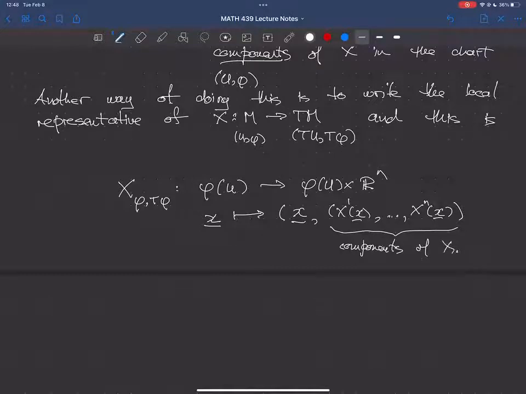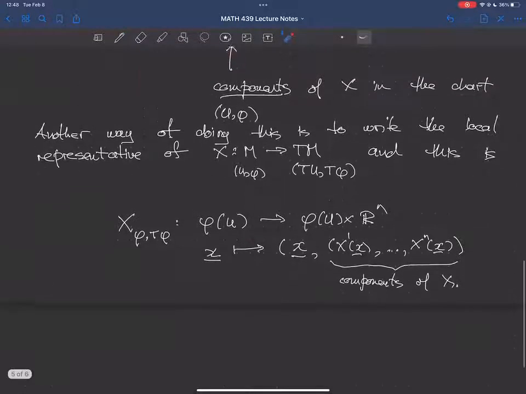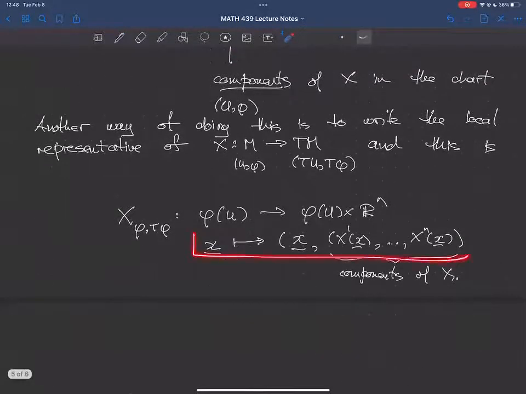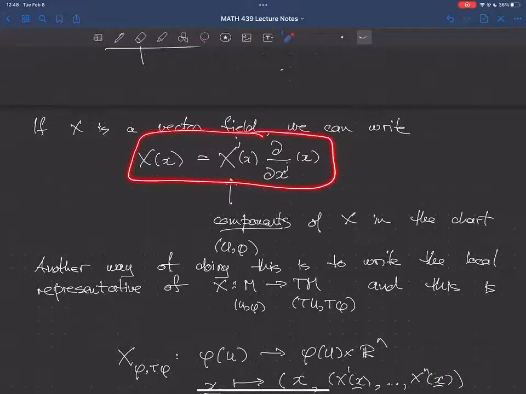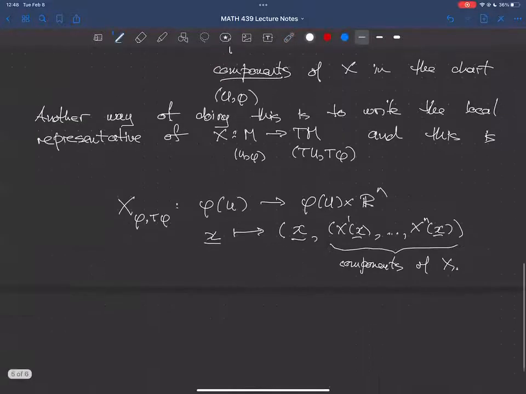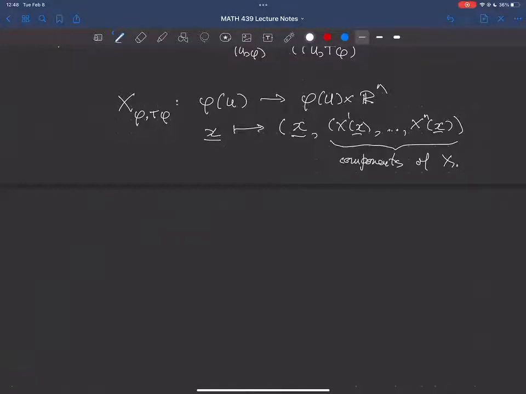So that's two ways of representing a vector field: one using the basis notation, like this, and the other using chart notation, like this. They're equivalent representations of the same thing. Typically for doing computations, this is the most compact way to do things, as we will see. So that's what vector fields are.